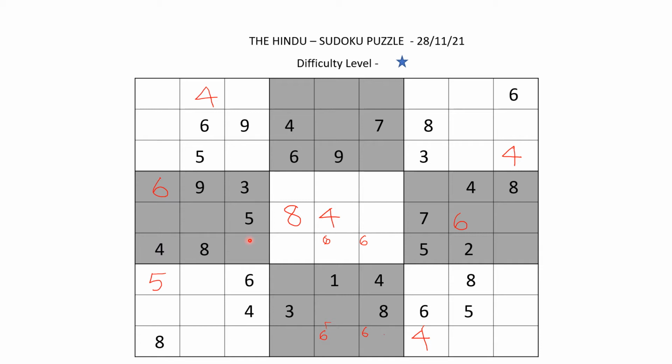Okay, now let's move on to the next number, which is 7. We have only 2 sevens in this puzzle. Yeah, 7 here. This is not helping much. And this 7 blocks this cell. That means this cell can take a 7.